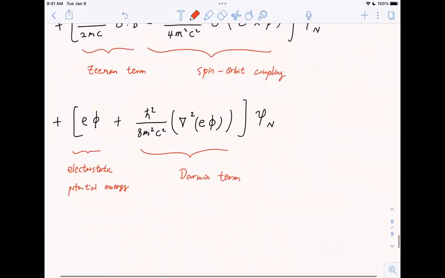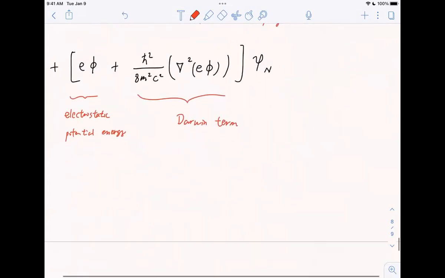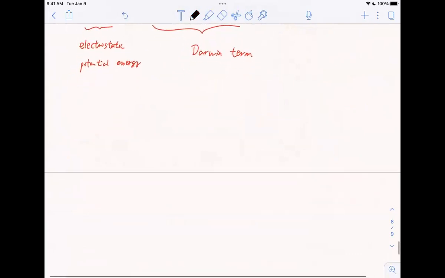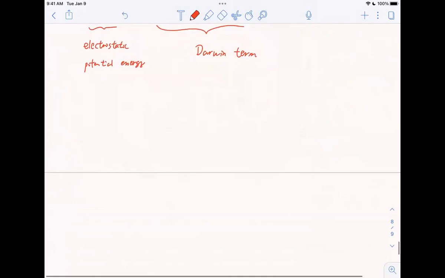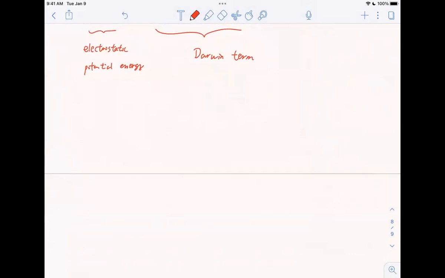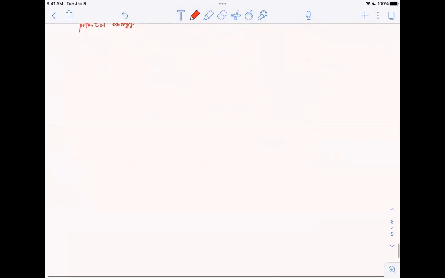So let's talk about the Darwin term first. So what is the Darwin term? You don't deal with it normally because this term usually gives you, I think, a small effect. At least for me, I never need to consider the Darwin term in condensed matter. So anyway, it is in the equation, so let's talk about it. What is the Darwin term?